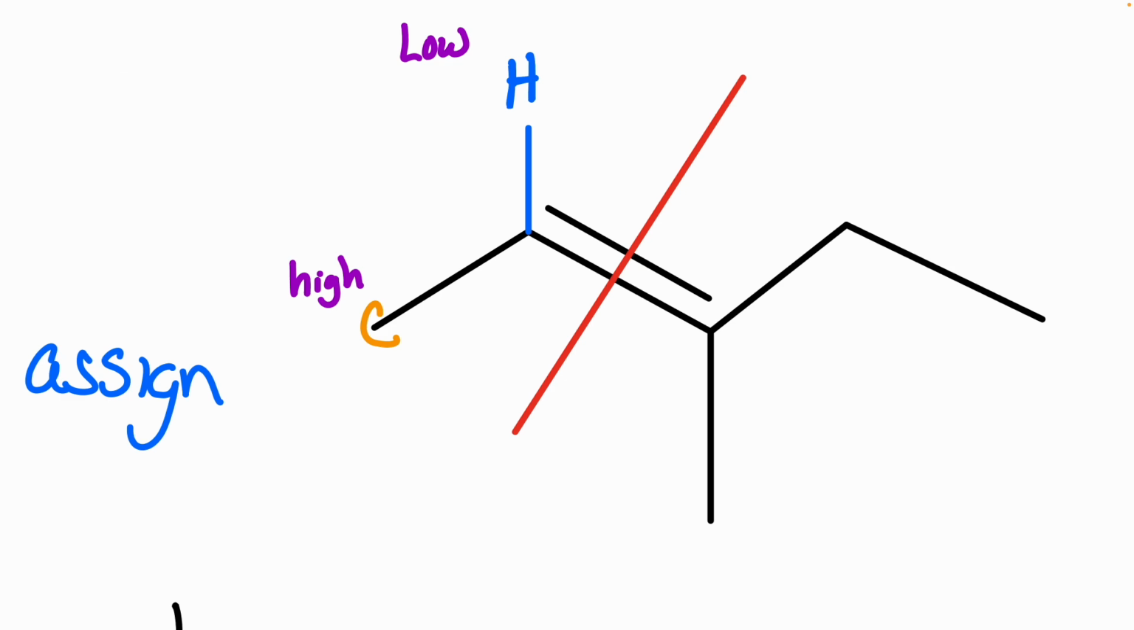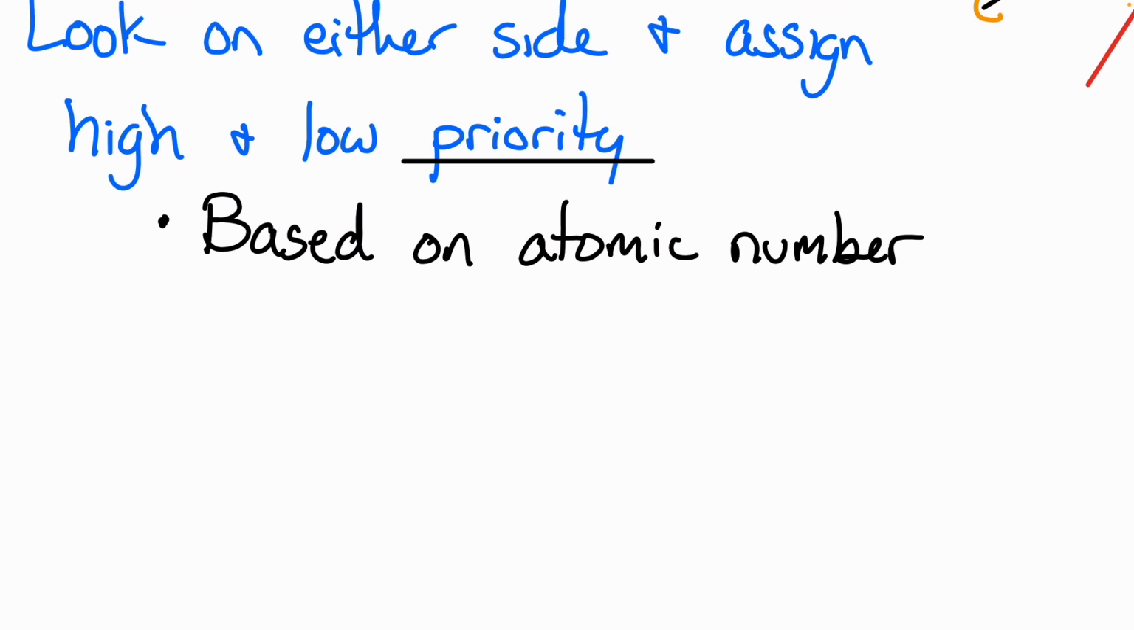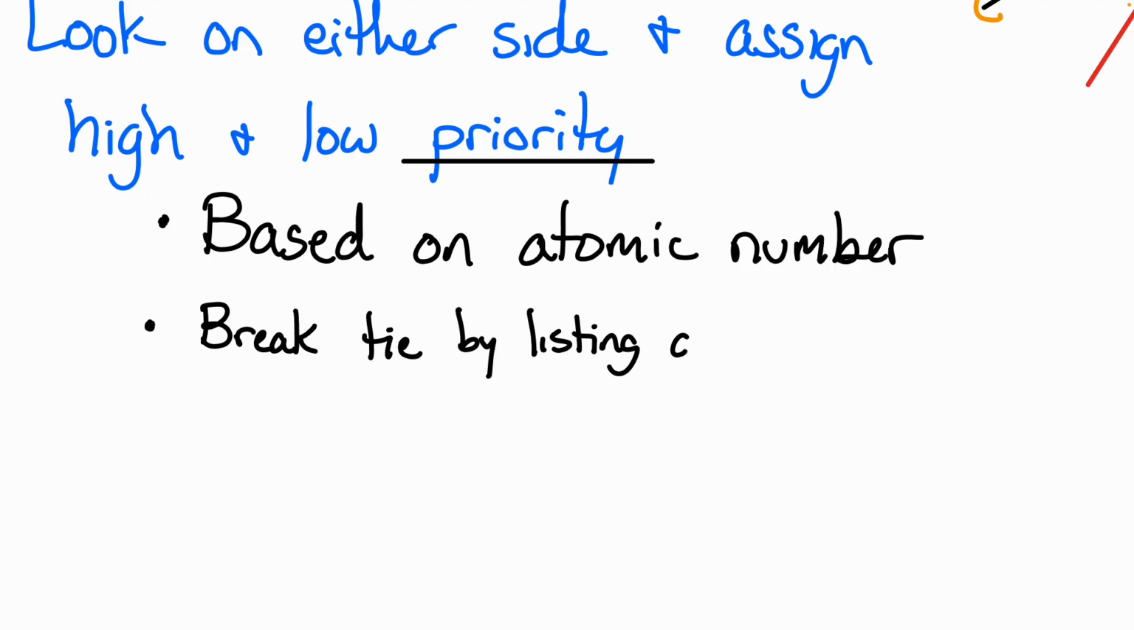Now I'm going to jump to the other side of my double bond and play that same game. I'm going to assign high and low priority. If I look, though, I have a tie. This one's a carbon and this one's a carbon. All right, so if we need to break a tie, we're going to break that tie by listing all other bonded atoms.